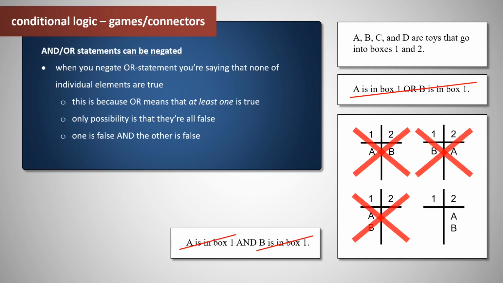And once again, the logic is the same. If you have a statement where multiple things are joined by or, what that statement tells you is that at least one of those things has to be true. Now, if you're saying that that whole statement is false, it's not the case that at least one of them is true. That means that none of them are true. That's why when you negate each element individually, you change the or into an and.